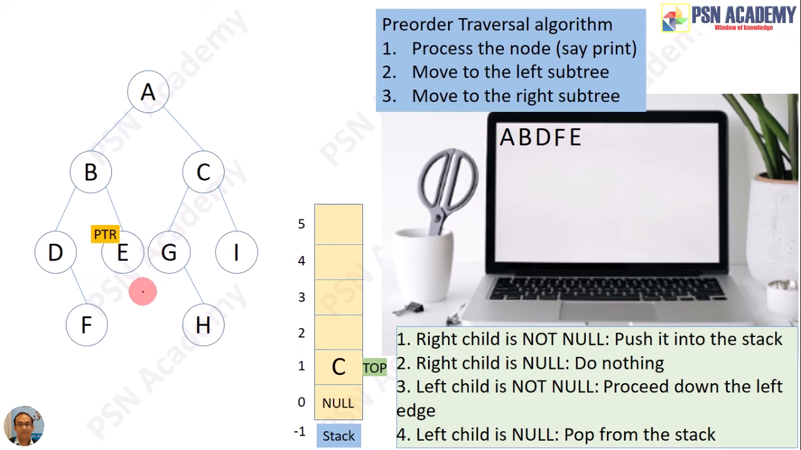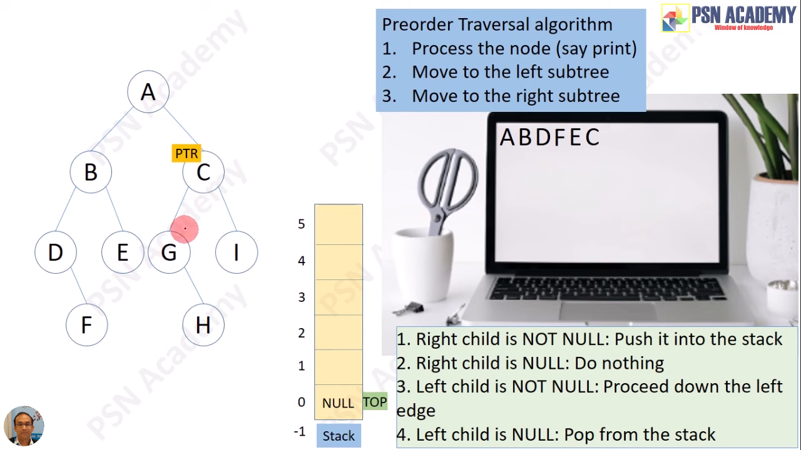Next, you check whether there is a right child. It says no, so you don't have to do anything. Rule 2 says that. You check for the left child. It also says no. Rule 4 asks you to pop. So C will come out. Set top to 0 and set PTR to C. Now this is a new node. Print it.